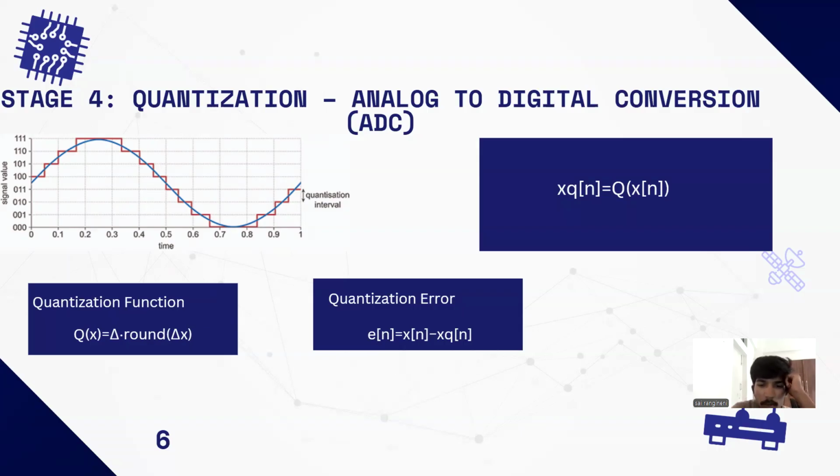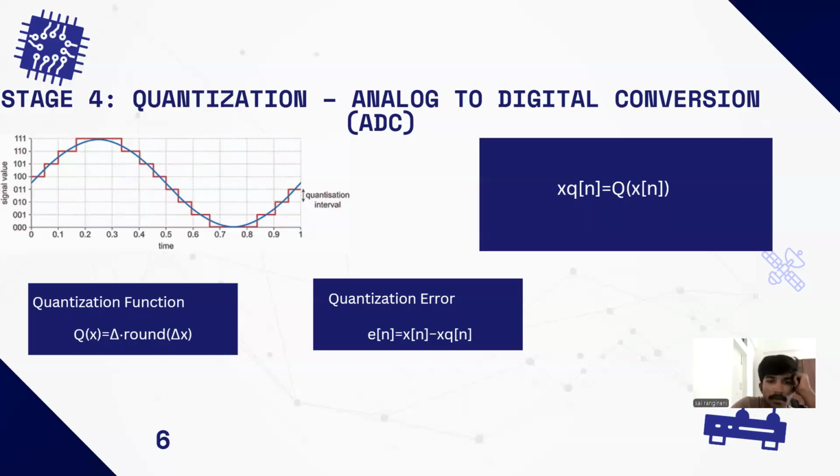Suppose the sample value is 2.37 volts. The ADC rounds it to the nearest level. The difference between original and quantized value is called quantization error. e of n equals x of n minus xq of n. Now the signal is discrete in time and discrete in amplitude. That means it is fully digital. Sampling made it discrete in time. Quantization made it discrete in amplitude.